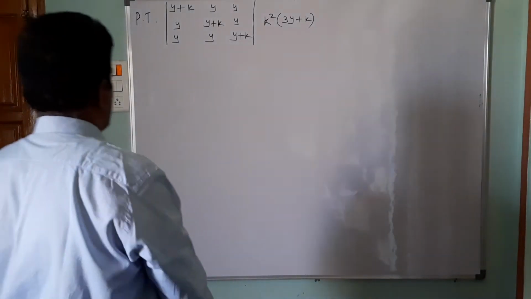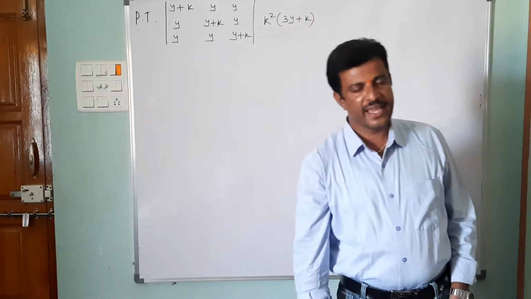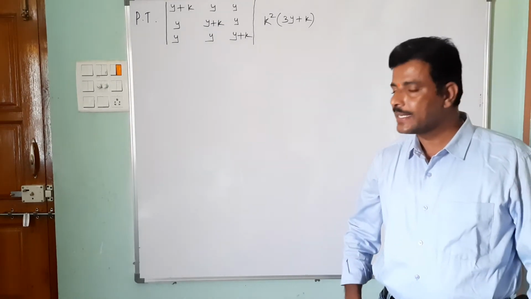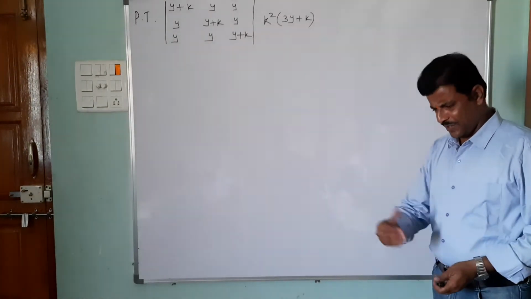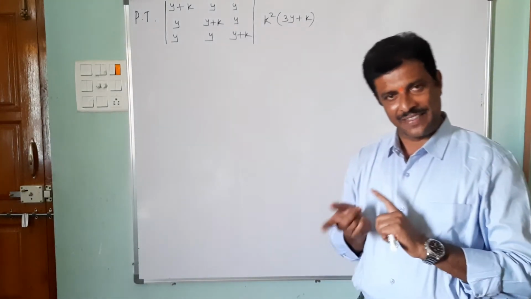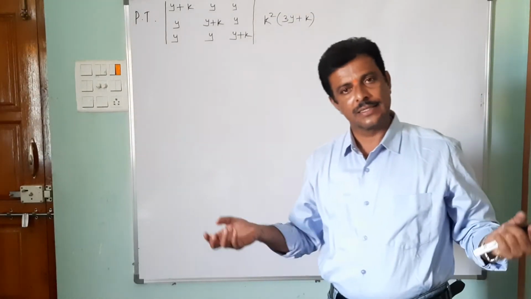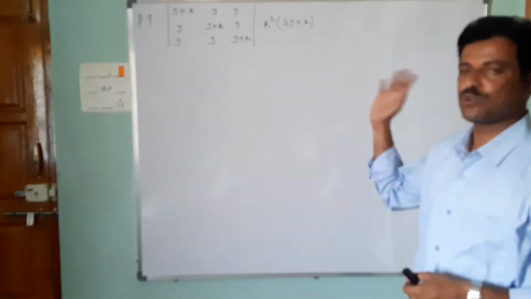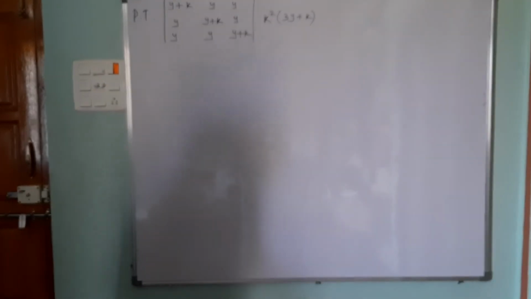Okay, next problem is prove that the determinant of y plus k, y, y; y, y plus k, y; y, y, y plus k is equal to k square into 3y plus k. So in this case, it is the same as the previous problem. What type of operation was in the previous problem? R1 dash is equal to R1 plus R2 plus R3, and then taking common. Then C2 dash is equal to C2 minus C1, and C3 dash is equal to C3 minus C1. Same procedure. So first I am taking the left hand side, LHS.